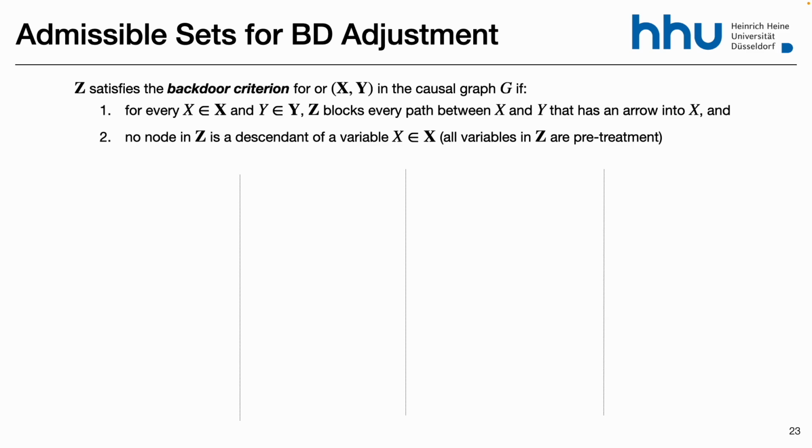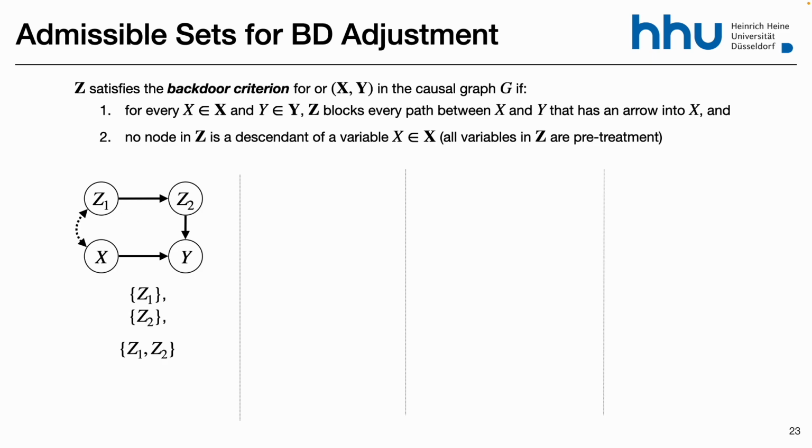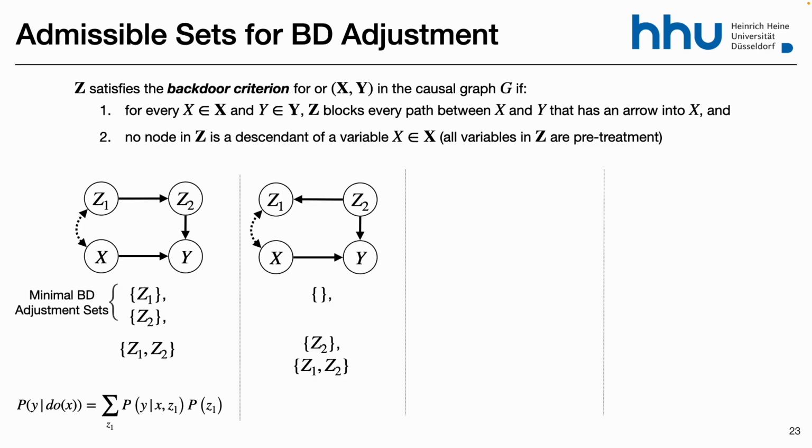I also mentioned that there are several sets that are admissible for backdoor adjustments, right? So, for example, in this case, we have either just Z1 or just Z2 or both. They are all admissible for backdoor adjustment. So you can use this formula for the minimal set, which could be either Z1 or Z2 here, or it could be both, right? The formula is valid if you use a set that's admissible for backdoor adjustment. So this is an example. I'll go fast here.